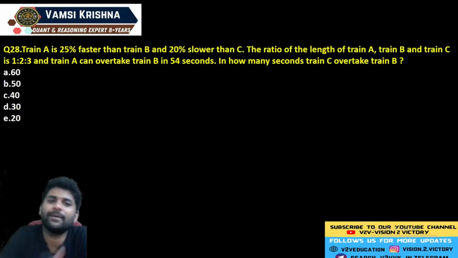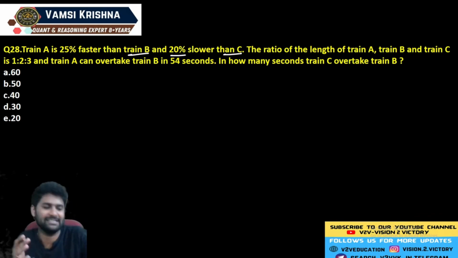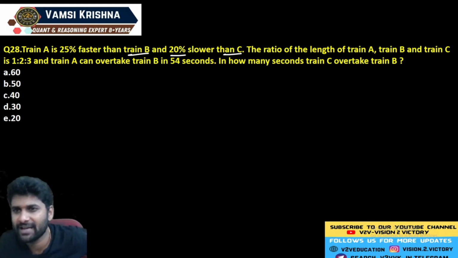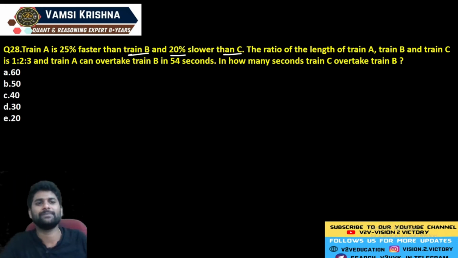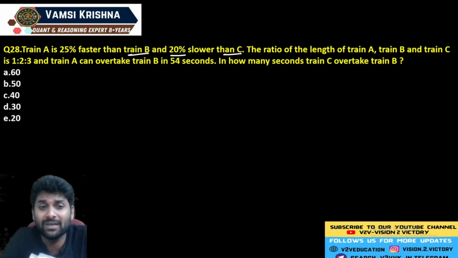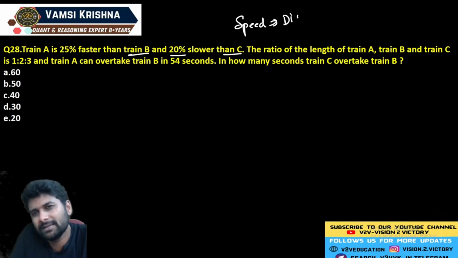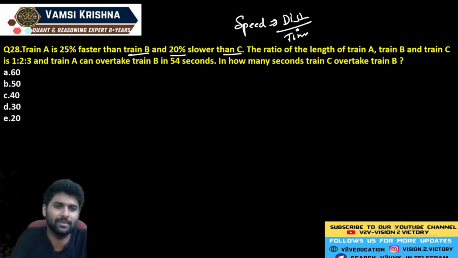If train A is 25% faster than train B and 20% slower than train C, the ratio of length of train ABC is 1 is to 2 is to 3. Then train A overtakes. Overtake means both are traveling in the same direction. If train A overtakes train B in 54 seconds, then how many seconds C overtakes train B? Train C overtakes train B. Now you already know that speed is equal to distance by time. We need all these informations.